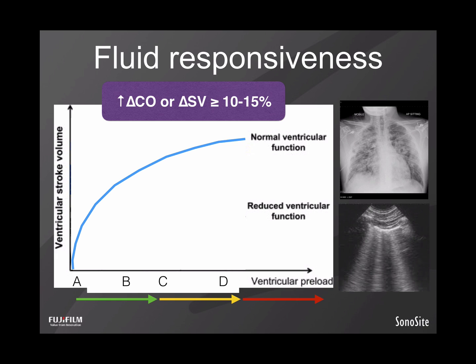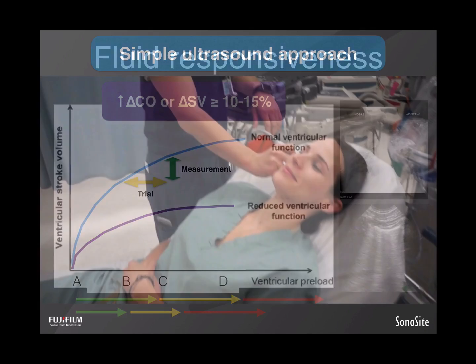Now take someone with reduced left ventricular function, in the purple curve. This is significantly flatter, so that their fluid responsiveness window is much reduced. Now it's only from A to B where they will be fluid responsive, B to C where they are fluid tolerant, and C onward where they will suffer adverse effects from fluid administration. The problem is we don't know which curve patients are on, nor their position on the curve, unless you perform a trial and then measure the change or delta. And if this delta value exceeds 10 to 15%, then they are fluid responsive. If it does not, then they are not fluid responsive.